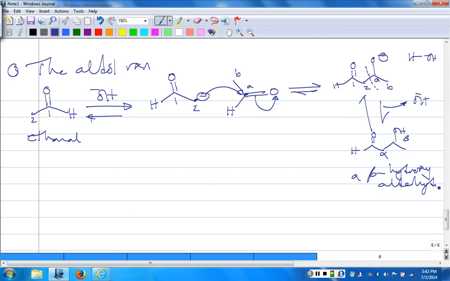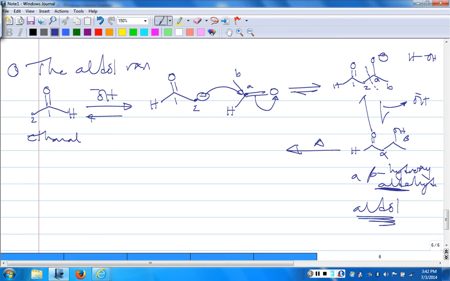And because it has both aldehydic properties and alcoholic properties, because it's an OH, then it's called an aldol. So aldol really is a portmanteau word. It's a composite word that contains both aldehyde and alcohol. Now, aldols are thermally labile. They're thermolabile. And if you heat the aldol, it will dehydrate.